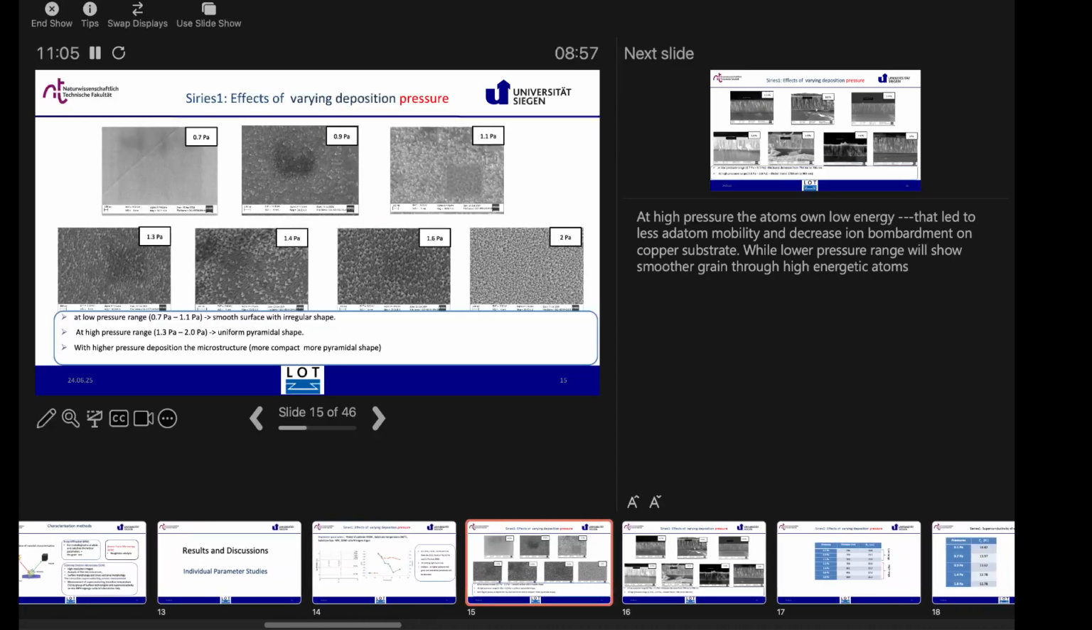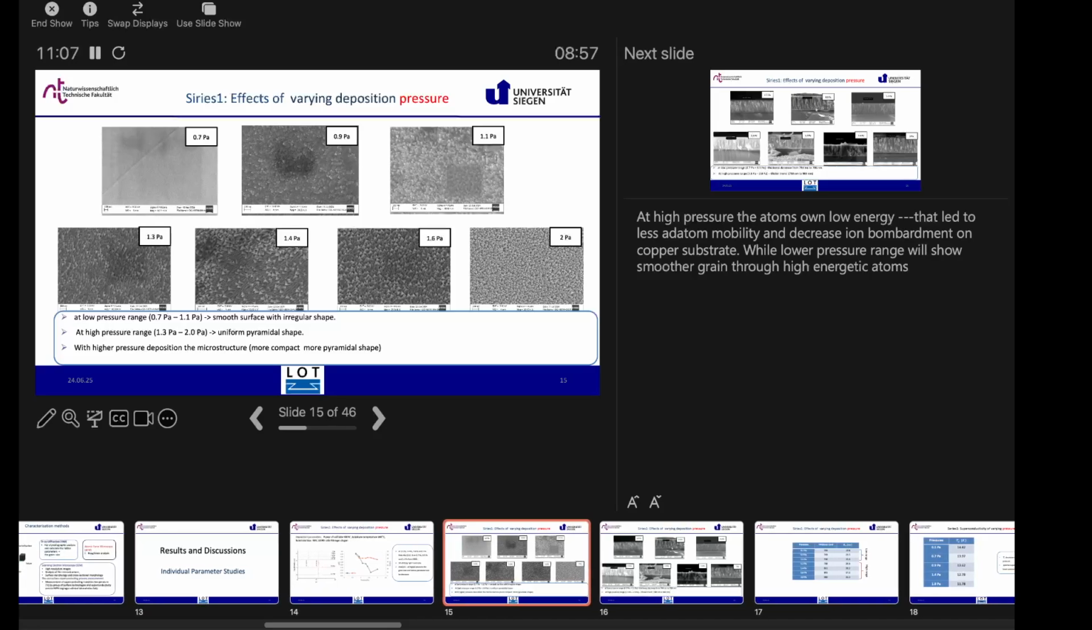Now, coming to the surface analysis, here I again divide it into two parts, the low pressure range and the high pressure range. At low pressure, we got a very smooth surface with irregular shapes. On the other hand, at high pressure, from 1.3 to 2 Pascal, we got a uniform pyramidal shape. With higher deposition pressure, the microstructure becomes more compact and more pyramidal.